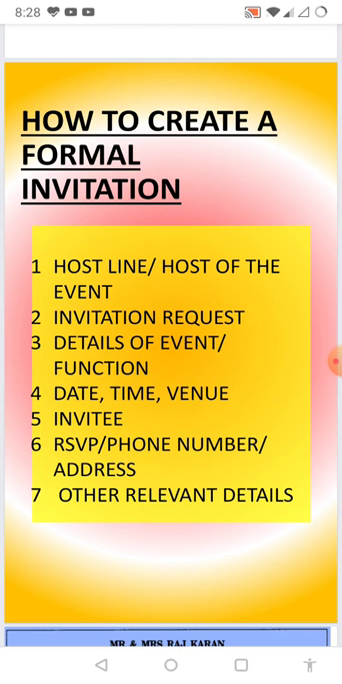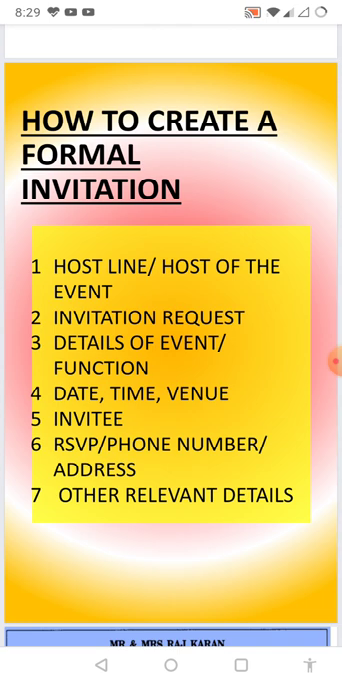How to create a formal invitation. This is an important one. This is the format of a formal invitation. The first thing is the host line, the name of the host of the event, who is the host of the event. Then we write the invitation request, then details of the event and the function, then we write the date, time and venue.